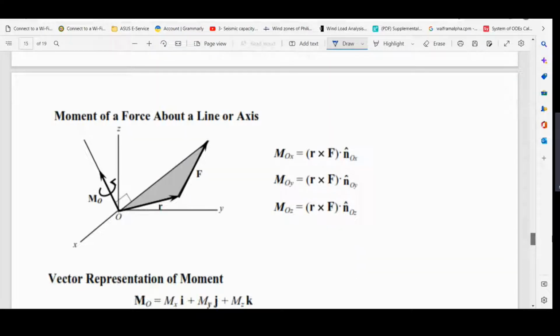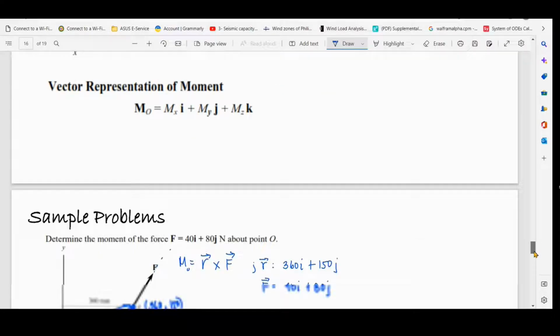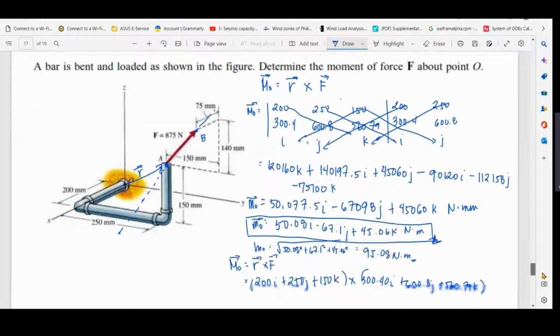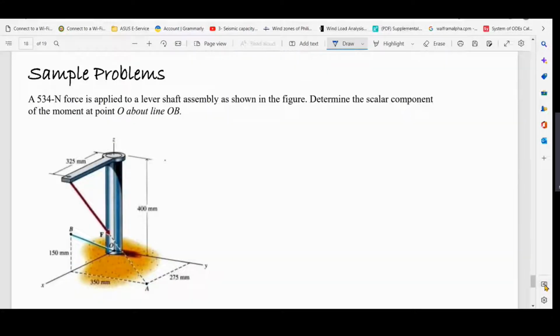Moment of a force about a line or axis, di ba? So, the application of the scalar triple product is for the moment of a force about a line or axis. Here, in the moment of a force about a line or axis, hindi na lang tayo tumitingin sa X and Y axis. Pwede na nating i-refer yung ating moment at a given axis. Dito sa problem na 'to, pinapa-determine yung moment of a certain force, about line OB. So, ito na yung magiging working axis natin, yung OB.